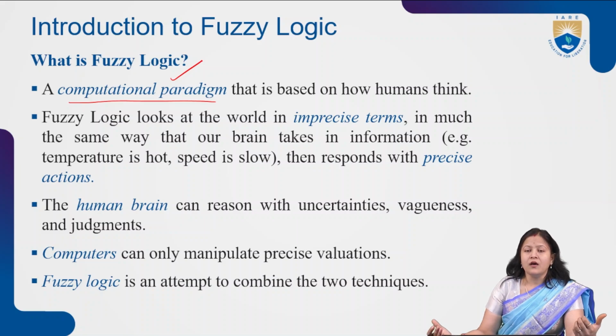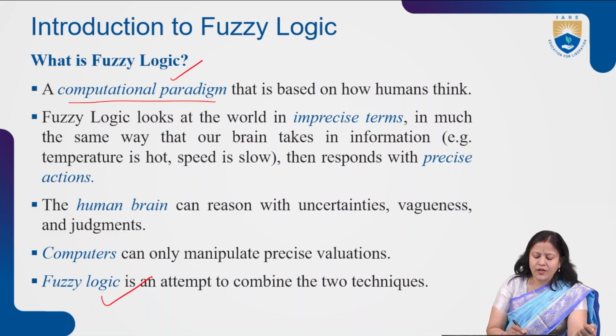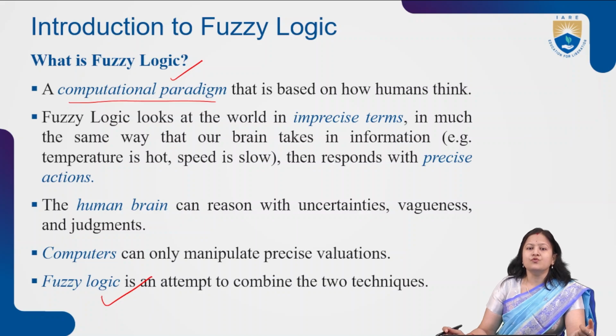Our brain receives information in an imprecise way, but that imprecise information we cannot represent in the system, because a system always needs precise inputs in the form of either 0 or 1 or some numeric format. For this purpose, fuzzy logic is used. The human brain can reason with uncertainties, vagueness, and judgment, whereas the computer only manipulates precise valuations, because the computer does not understand uncertainty, vagueness, or imprecise data or knowledge. That is why fuzzy logic is a very important attempt to combine these two techniques.